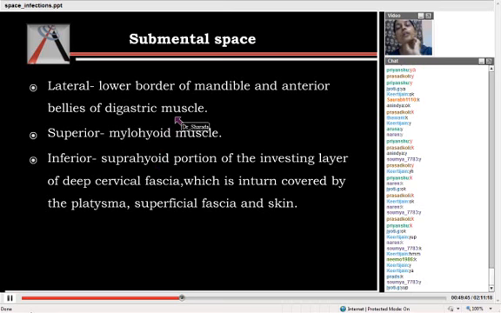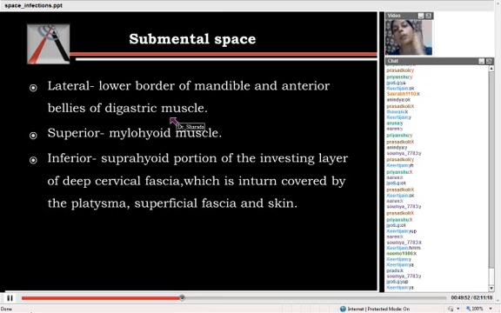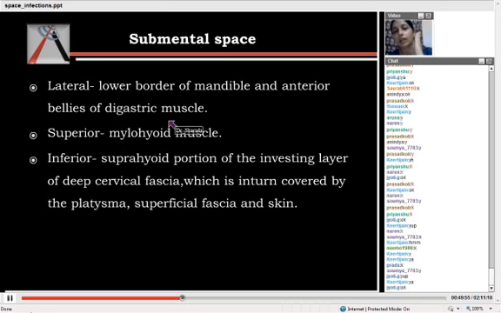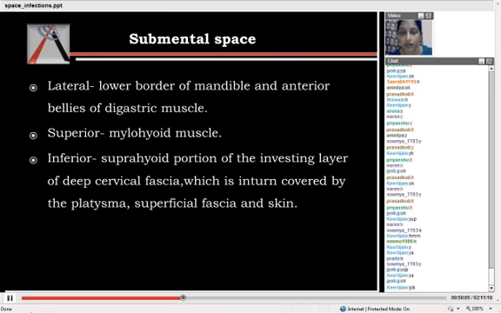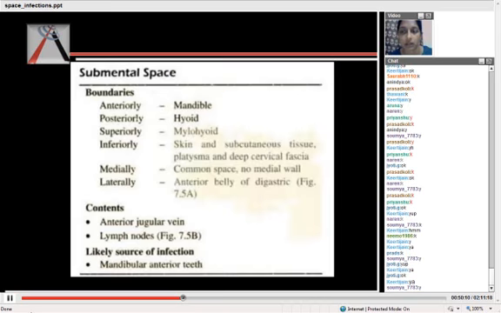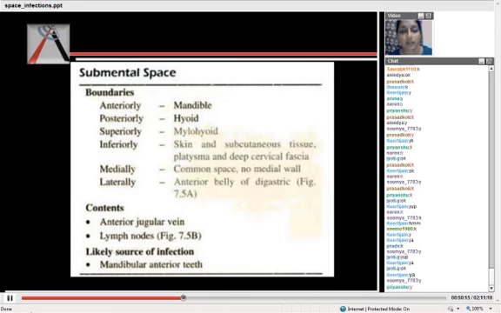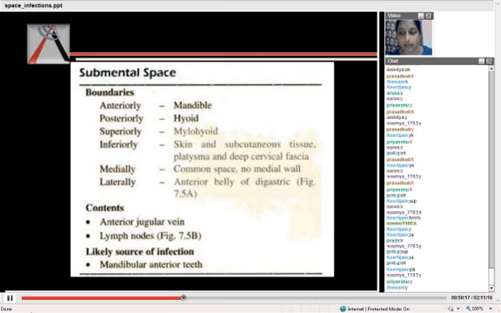So the space is out here, directly below it's going to be the hyoid bone, right? Laterally it's going to be the lower border of the mandible, jutting out, anterior belly of digastric, and superiorly it's going to be the mylohyoid muscle which forms the floor of the mouth. Got it? So roughly you know how the space looks. See, this is the same thing. Likely source of infection obviously is going to be the mandibular anterior teeth.